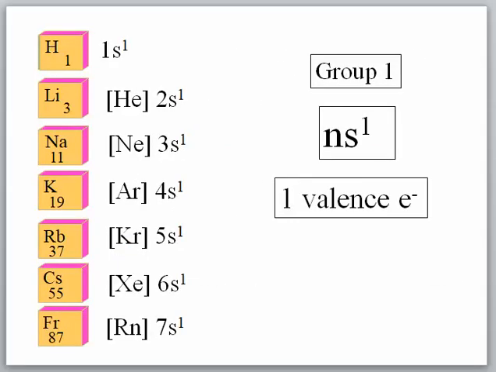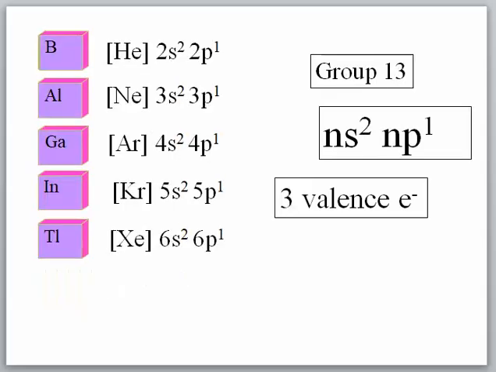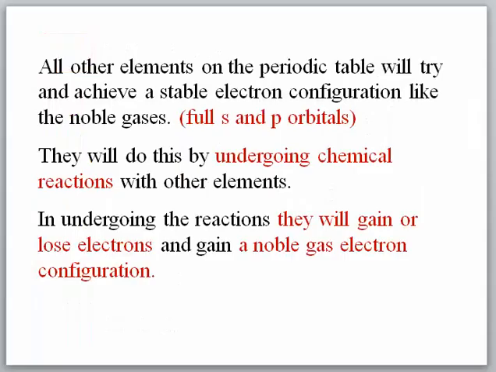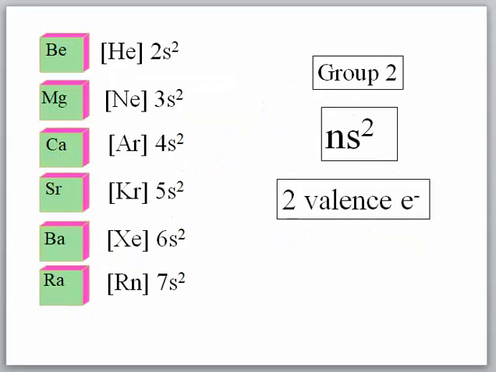So every element in group 1 has ns1, meaning n, any of the quantum numbers, 2 through 7, ns1, 1 valence electron. Moving over to group 2, we have 2 valence electrons.